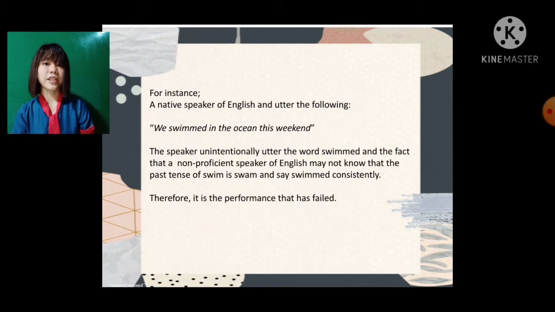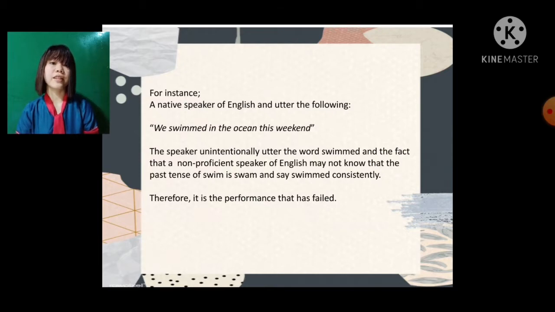For instance, a native speaker of English utters the following: "We swam in the ocean this weekend." So is this error due to the performance or competence? The answer is performance that has failed, or that has an error. The speaker unintentionally uttered the word swimmed, and the fact is that a non-proficient speaker of English may not know that the past tense of swim is swam and say swimmed consistently. So therefore, it is the performance that has failed.